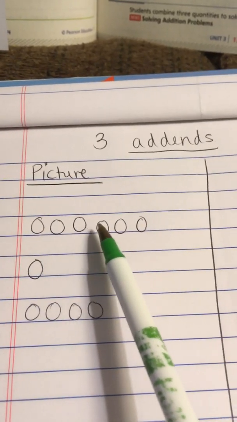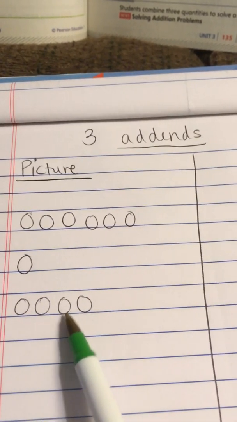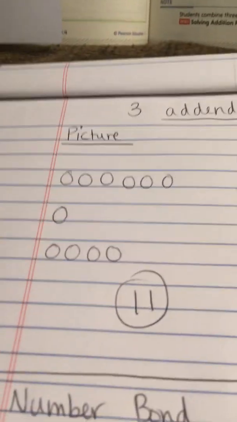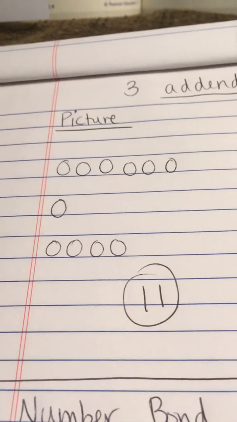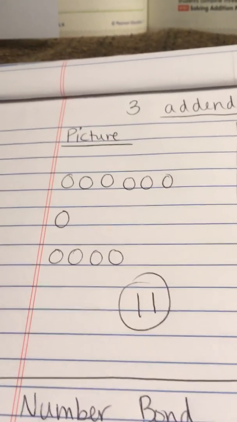1, 2, 3, 4, 5, 6, 7, 8, 9, 10, 11. So that's the total number, 11. That answers our question, how many rocks were in the bucket? So that's one way to solve an addition problem, is to draw a picture and count them up and find the total.